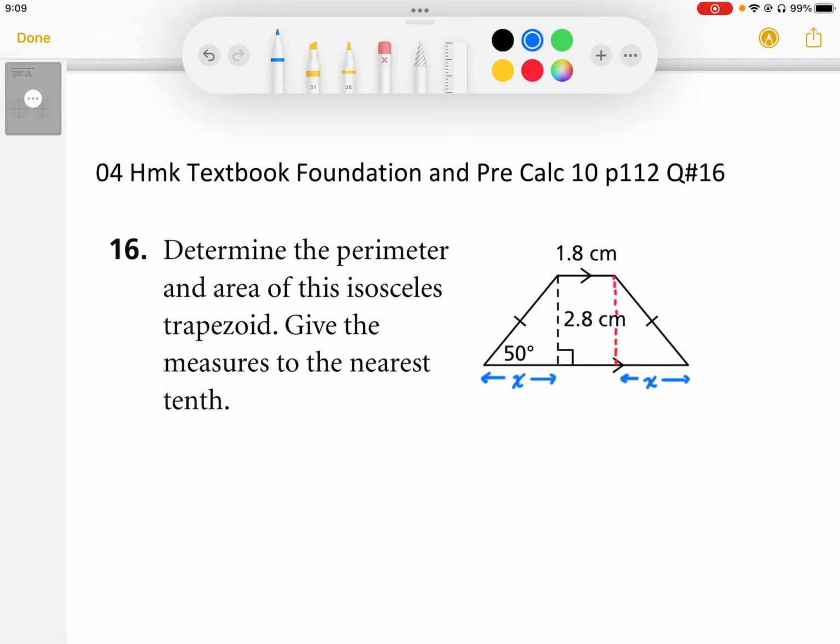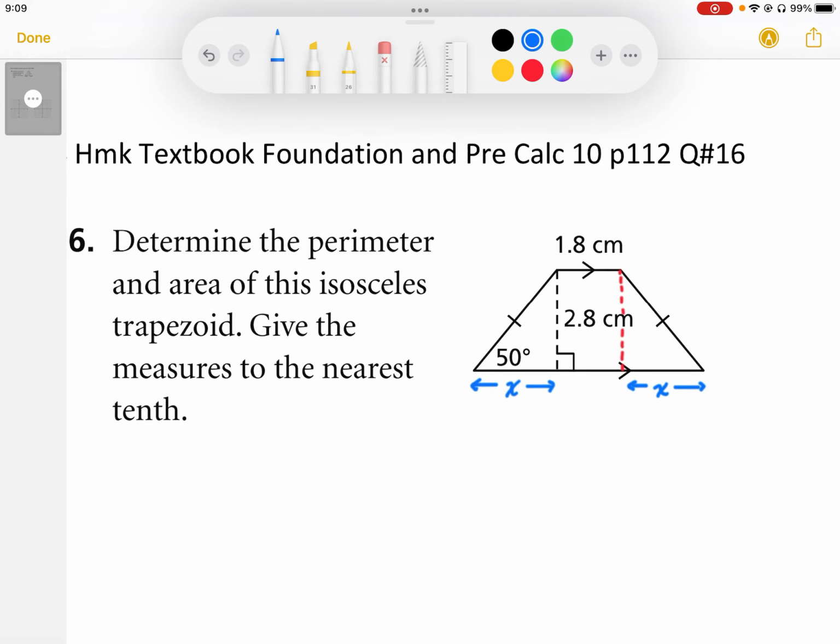Number 16, determine the perimeter and area of this isosceles trapezoid. So in this case, what we want to do is first find out the unknown lengths. The main unknown lengths that we're trying to figure out are these x lengths. Since it's symmetrical, we're just going to calculate it once, and we're going to base it off the 50 degrees.